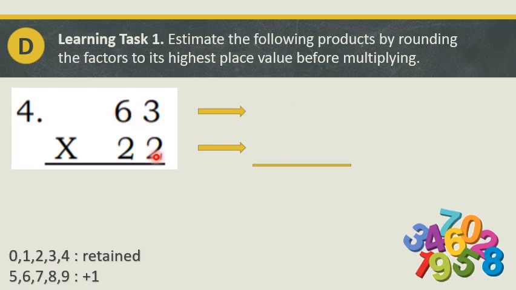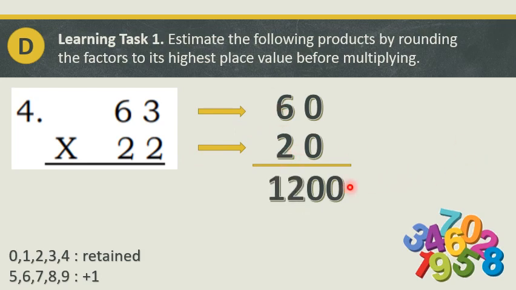Next, 63 times 22. So, yung 63, pag ni-round off sa highest place value, so 3 ang katabi niya, retained, ibig sabihin yung 6 ay 6 pa din. Then, palitan ng 0 ito, so magiging 60. Then, yung 22, since 2 ang katabi niya, nasa retained uli, so ito ay 2 pa din siya. Then, palitan ng 0 yung nasa kanan, so magiging 20. So, ilan ang zeros natin dito? So, 1, 2. Then, 6 times 2 is 12. So, kaya ang answer natin is 1,200.